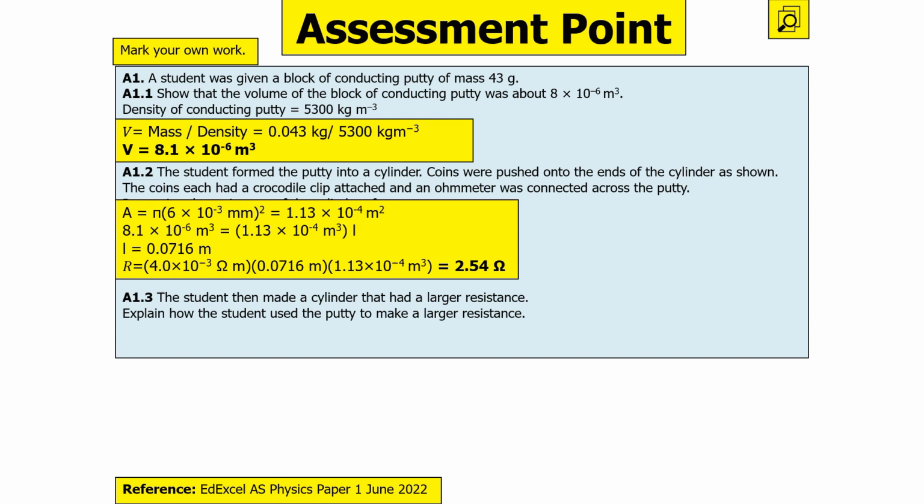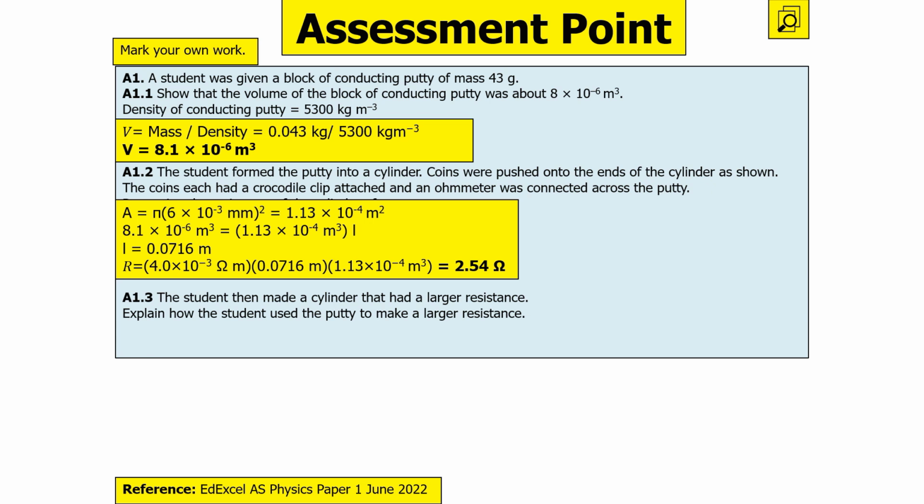Now we've got an area, we've been told a volume, so therefore we can work out a length, which is needed for the resistance equation. So what we can therefore do is say that the length is equal to the volume over the area. So the length is 0.0716 meters. Pop that into the equation. That resistance is equal to resistivity times by length over area to get 2.54 ohms.